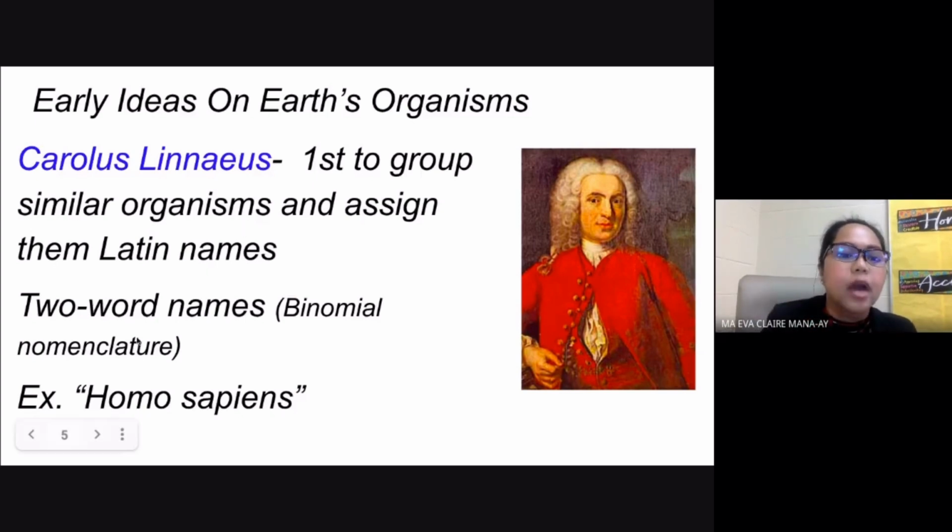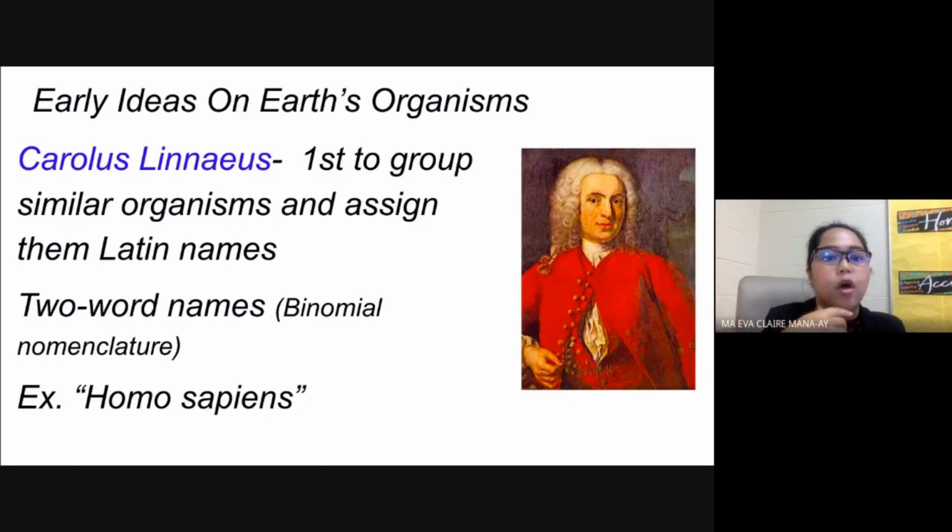He also came up with two-word names for organisms. We call this process binomial nomenclature. That means whenever you see a scientific name, say for humans, our scientific name is Homo sapiens. Your scientific names should always be composed of two names. The first word here is the genus name, and the second word is the species name. Say another example, you have Zea mays. Zea mays is a scientific name for corn. Zea is the genus name and mays is the species name.